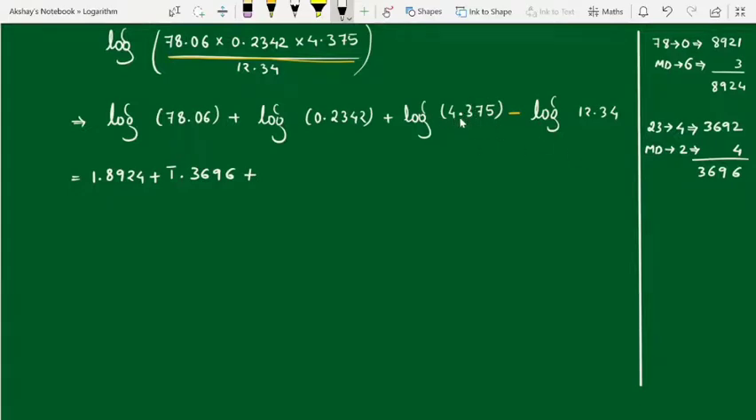Next, plus the third one, log of 4.375. This is point. That means here we have the decimal point. What is the characteristic value? Now I hope you can tell me the characteristic very easily. Very good. It is nothing but 0. Okay. After that, put the decimal point. Next, again in the log table, 43 under 7 and the MD value 5.